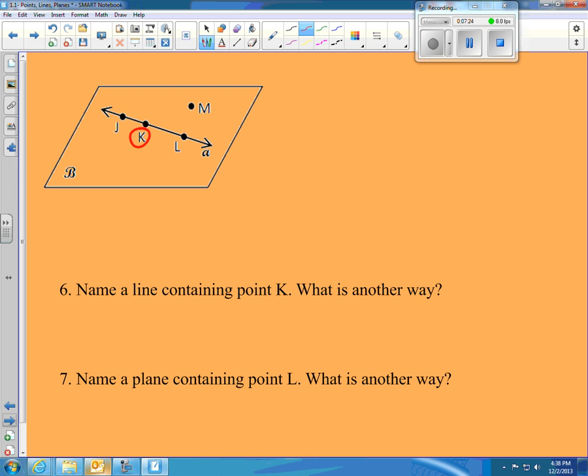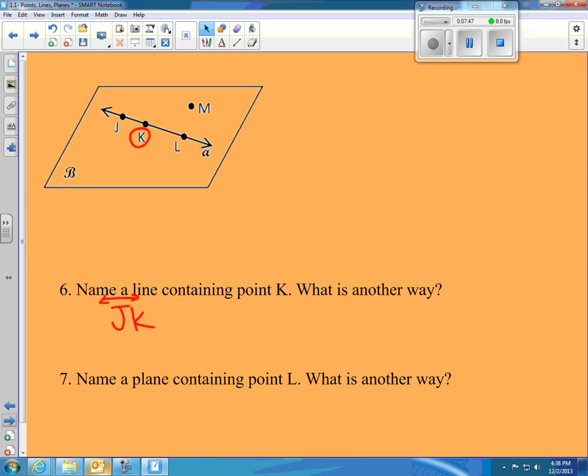Well, I'm going to choose 2 points. I'm going to choose JK, and it has a line above it. What's another way? Well, there are more points on the line. Or the second way, remember, is using a lowercase script letter. Come up with another way that we can talk about and share in class tomorrow.